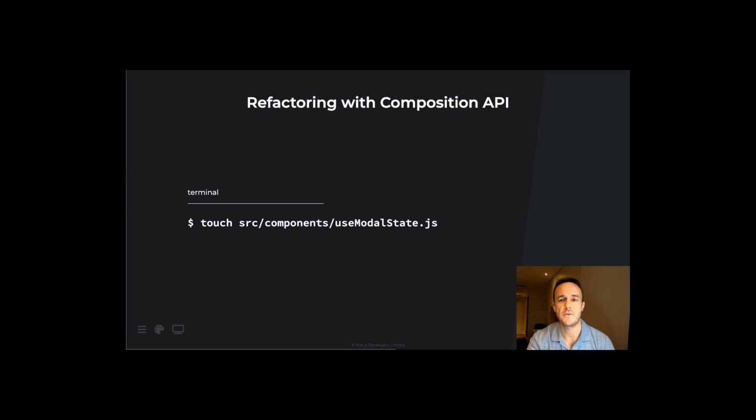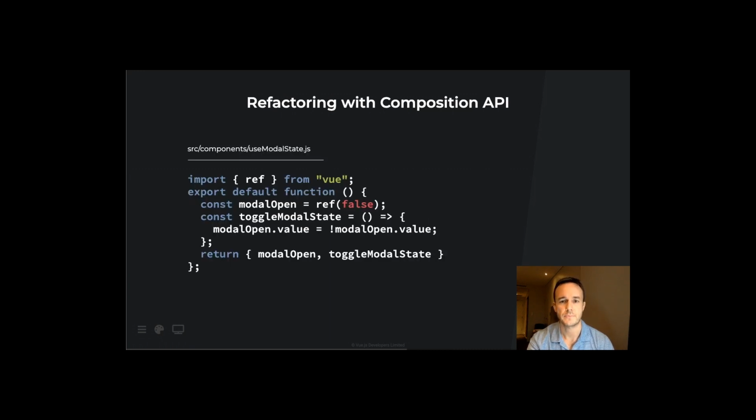Alright, so the next step to make the code reusable is to move all that functionality into a separate JavaScript module. So let's go ahead and create a module file which we'll call useModalState.js. Now what I've done is moved all the contents of the setup function and its dependencies into this module file.